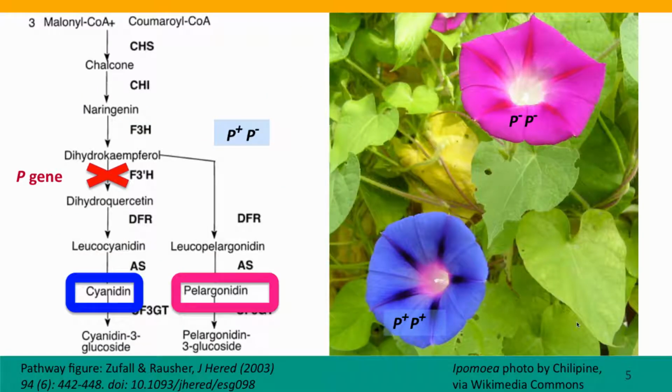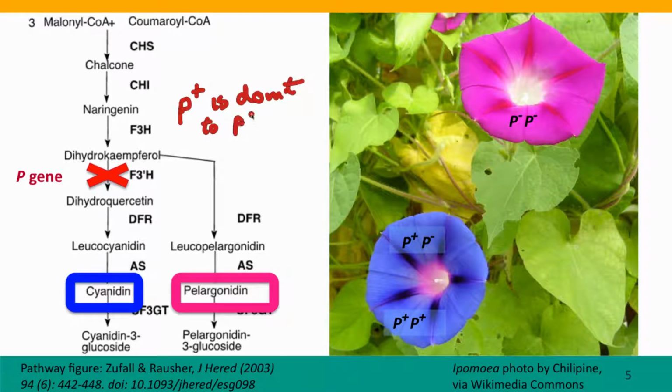And that definition would apply in the example of our pink morning glories, where the heterozygote has the same phenotype as the blue homozygote, the homozygote for the wild-type allele, and the heterozygote for the wild-type allele and a non-functional allele have the same phenotype. So we say P plus is dominant to P minus. We might write this as P plus, using a greater than symbol, P minus.